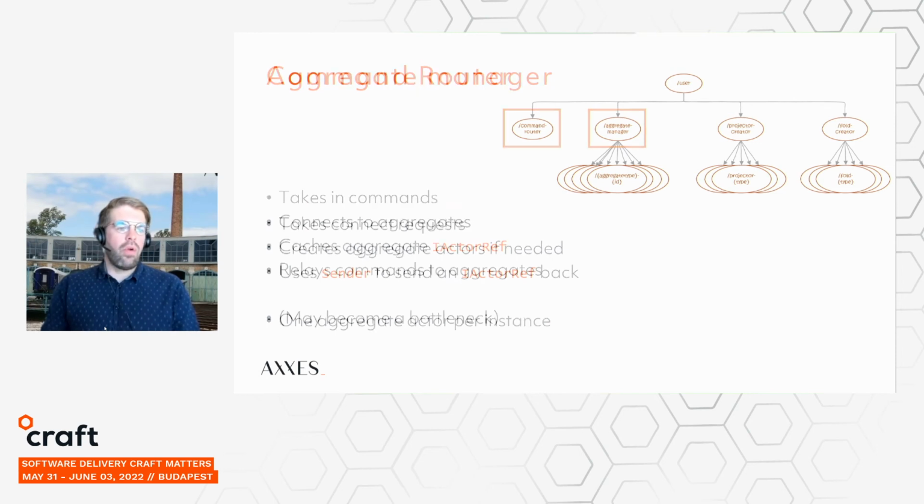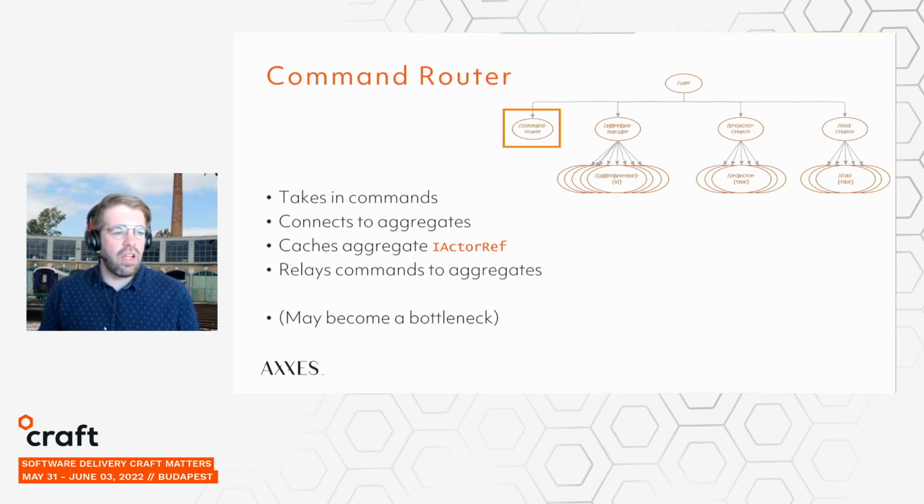Now, the command router does something else. It's an actor that is going to take in all the incoming commands. It will connect through the aggregate manager to the correct aggregate actor, and it will forward those commands to the correct aggregates. This actor may become a bottleneck. There are solutions to it. Just remember that on an actor, you can never process more messages than a single thread on your system can handle, right?